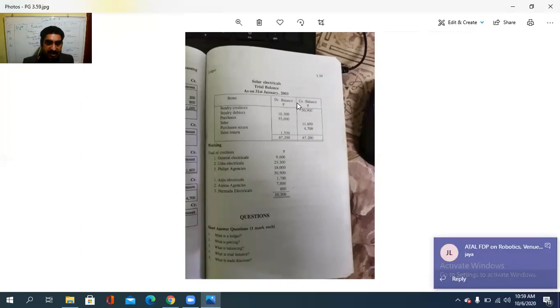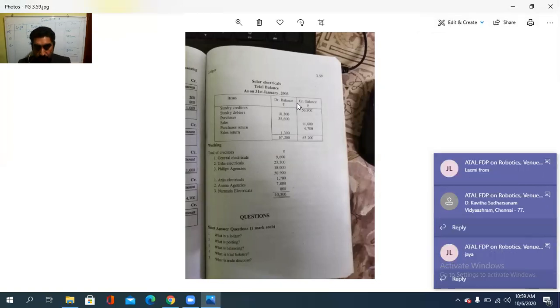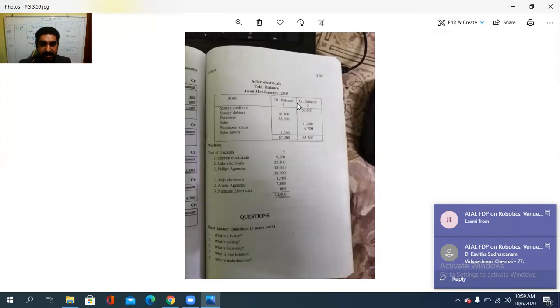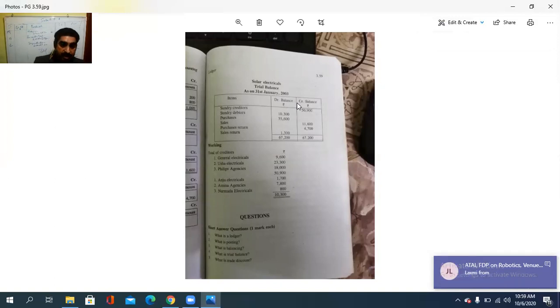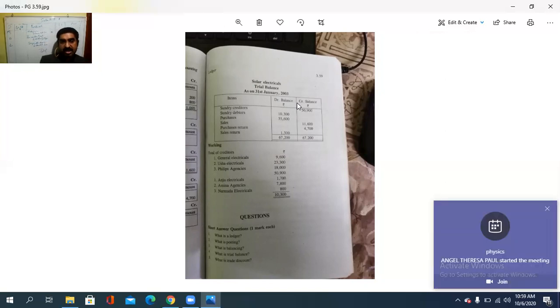Then there are different subdivisions of journals. The first is the cash book. Under that, there is the cash book with a single column, or simple cash book. Then the cash book with a double column, that is the cash and bank column, or the bank and discount column, or the cash and discount column. And the third one is the triple column cash book, where 3 columns are there on both sides: cash, bank, and discount allowed and discount received. Another type of cash book is the petty cash book, meaning small transactions are there. These are the subdivisions of the journal cash book.